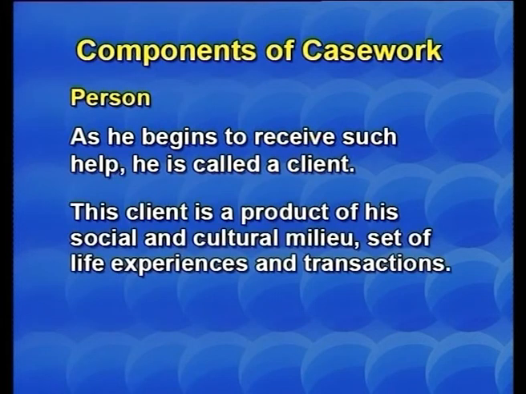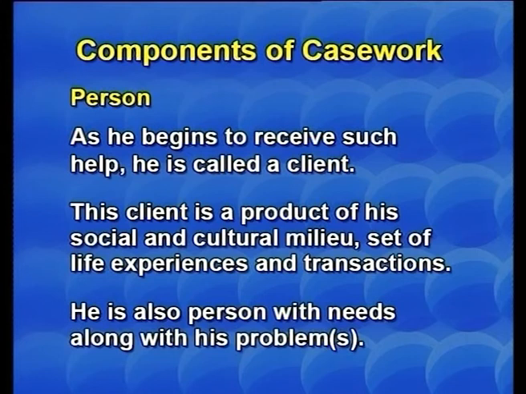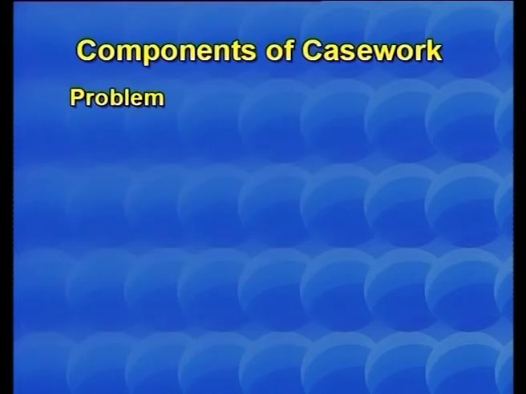The client is a product of the social and cultural milieu and a set of life experiences and transactions. He is also a person with his own needs along with his problems. This was what was explained by Helen Perlman as the characteristics of a person or the client who comes to the agency. Now let's look at her explanation of the next P, that is the problem.